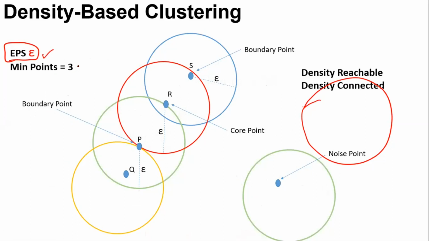We understood the concept of minimum points. So here in this example, we are trying to take one point, second point: S, R, P, Q. These are the 4 points we have with us.